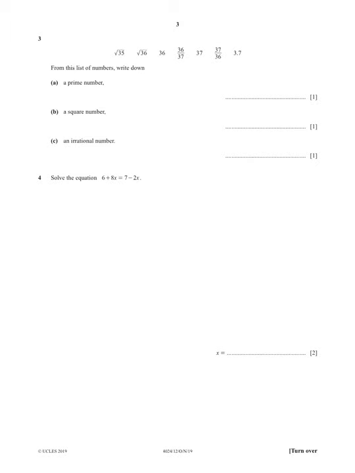On the list of numbers, write down a prime number. So which one is a prime number? It's 37. So 37 is a prime number. The square number is 36. The irrational number is square root of 35.